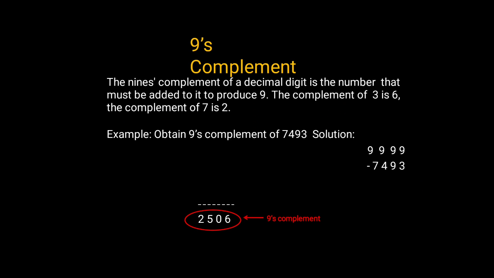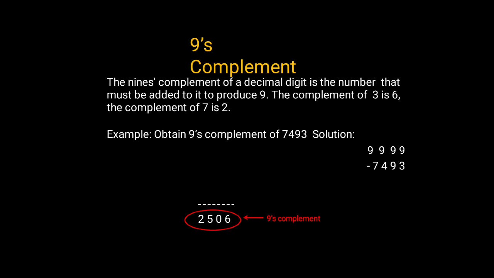Next, the ninth complement number. The ninth complement of a decimal digit is the number that must be added to it to produce 9. Suppose the complement of 3 is 6, which means the ninth complement of 3 is 6. If we add 6 to the number 3 to produce 9, then 6 is the complement of 3.